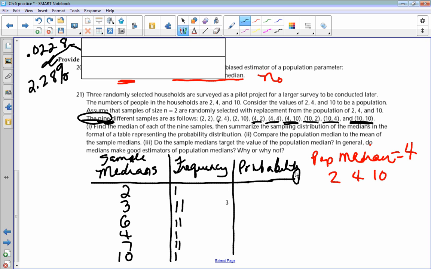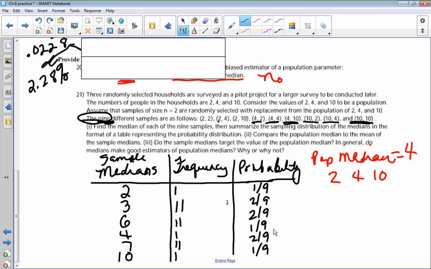So since each sample had a probability of 1/9, when there's 1, it's going to be 1/9. However, if there's 2 ways that I can get a median of 3, I'm going to put 2/9. 6 is going to be 2/9. 4 is going to be 1/9. 7 is going to be 2/9, and 10, of course, will be 1/9.